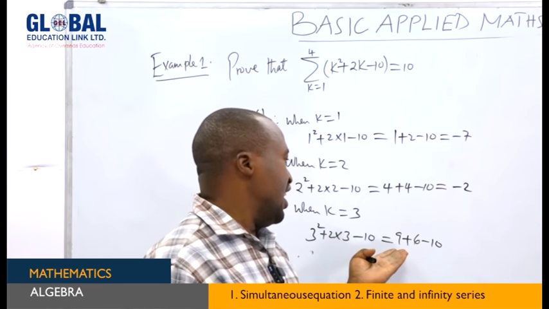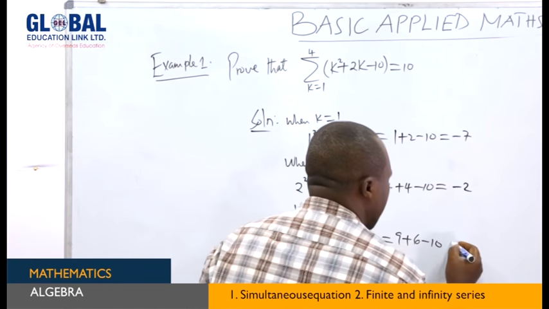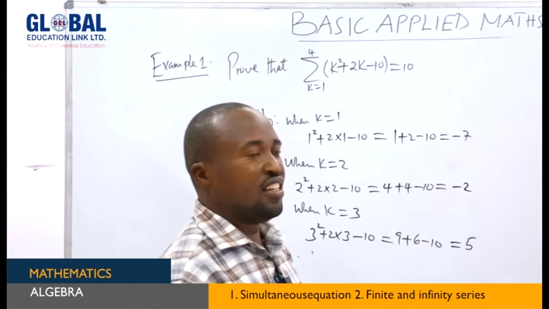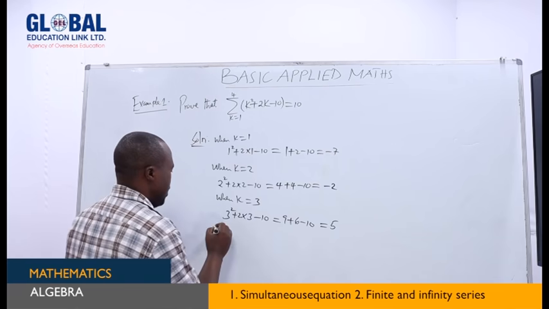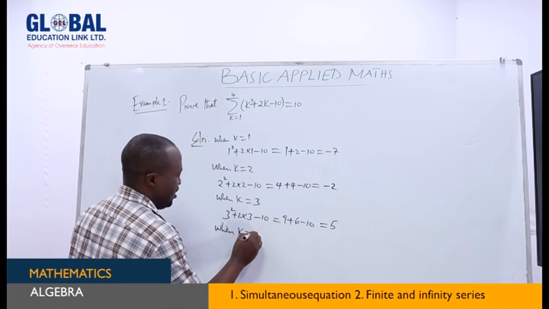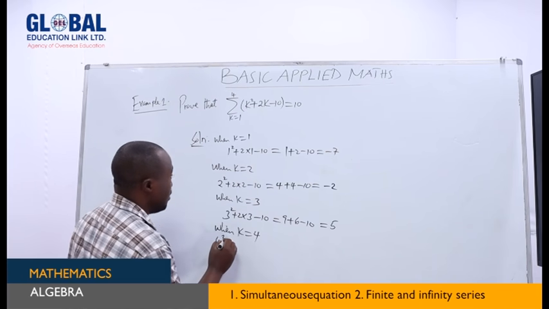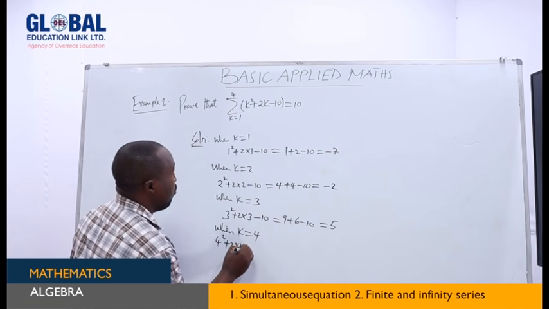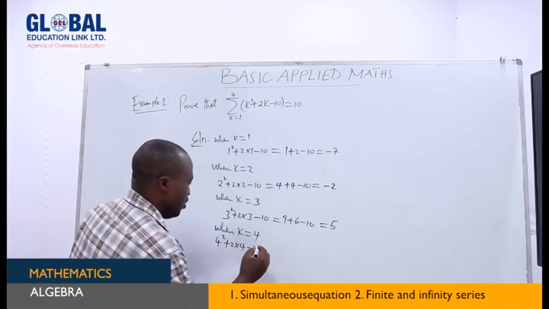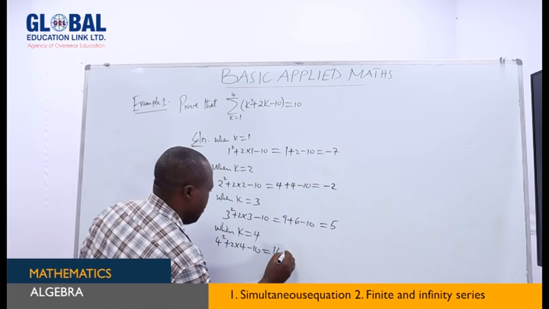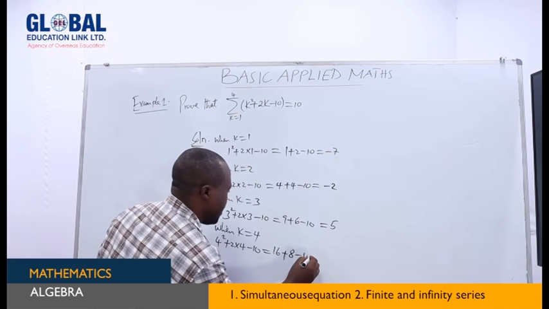So we have 9 plus 5, that is 15, minus 10, we are going to have 5. Then the last number, that is when k is equal to 4. So when k is equal to 4, we are going to have 4 squared plus 2 times 4 minus 10. So here we have 4 squared, which is equal to 16, plus, again we have 2 times 4, that is 8, then minus 10.